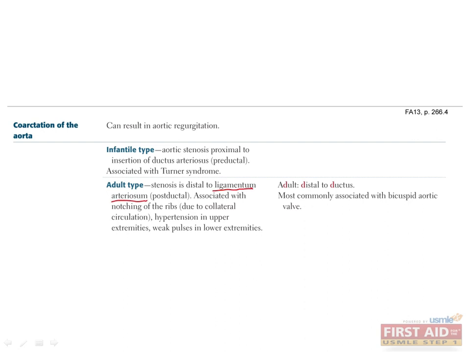Collateral circulation can cause notching of the ribs and hypertension in the upper extremities. In both infantile and adult cases, blood flow to the lower extremities is reduced. Thus, both types lead to weakened lower extremity pulses. All infants should be checked for pulses in upper and lower extremities to ensure that coarctation is not an issue.